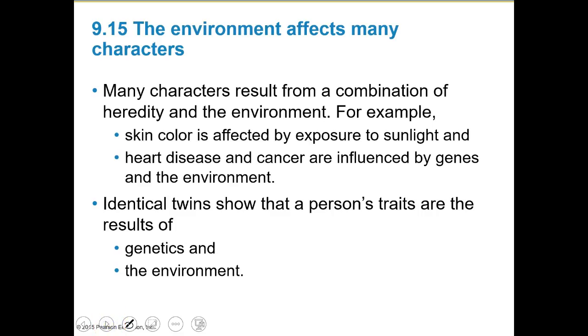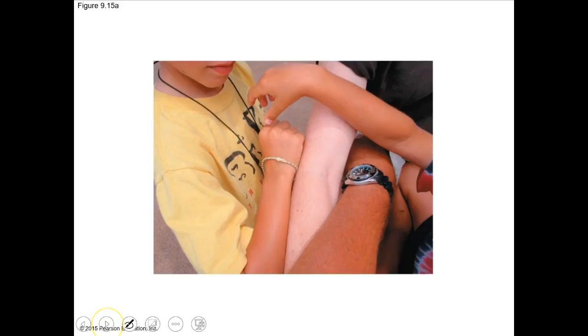Many characters result from a combination of heredity and environment, so you have to kind of include both. So skin color is affected by exposure to sunlight. Heart disease and cancer are influenced by genes and the environment. So if you go out in the sun all the time, you might have nice dark skin, but for some of us, it probably gets leathery one day. Okay, but heart disease and cancer have genes that kind of influence those. Identical twins show that a person's traits are the results of genetics and their environment. Okay.